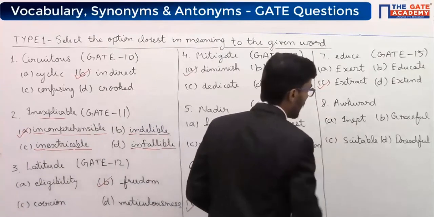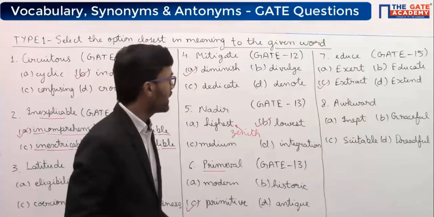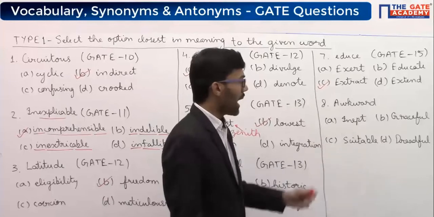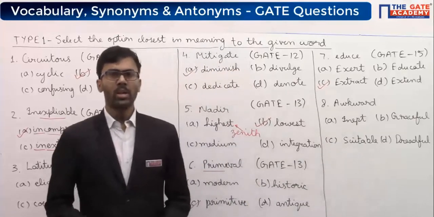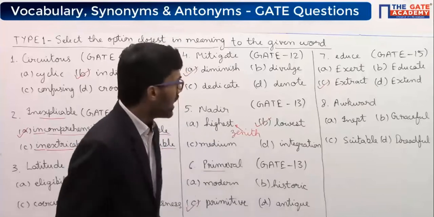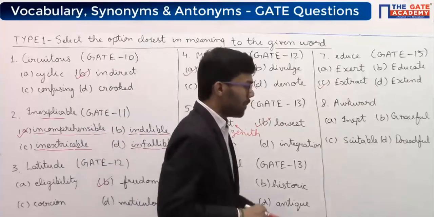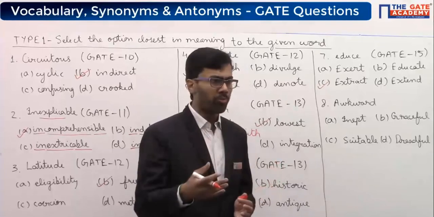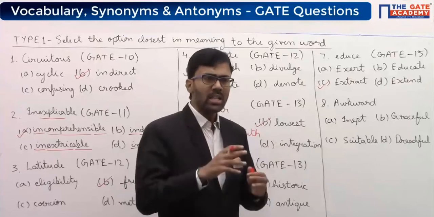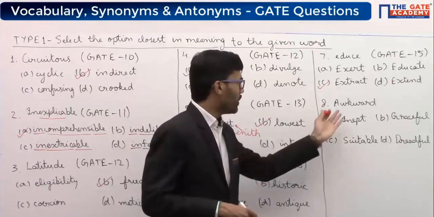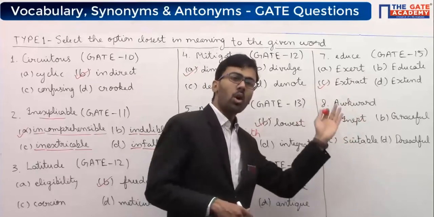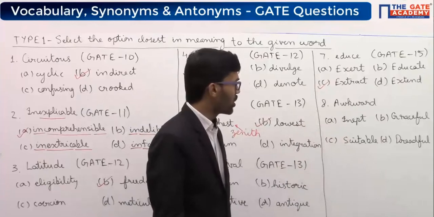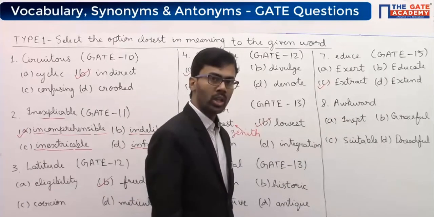Then the next option is question number 8, which is awkward. Now, here again, this is a question that has appeared in previous years' GATE exams, and the options given are inept, graceful, suitable, and dreadful. Now, awkward is a rather common word that we often come across, and we know that awkward means anything which is not very comfortable to someone or a group of people or maybe to some organization. So anything that is not comfortable to something else, we say that thing is awkward to that person or to that other thing. So which of the options is closest in meaning to the given word awkward?